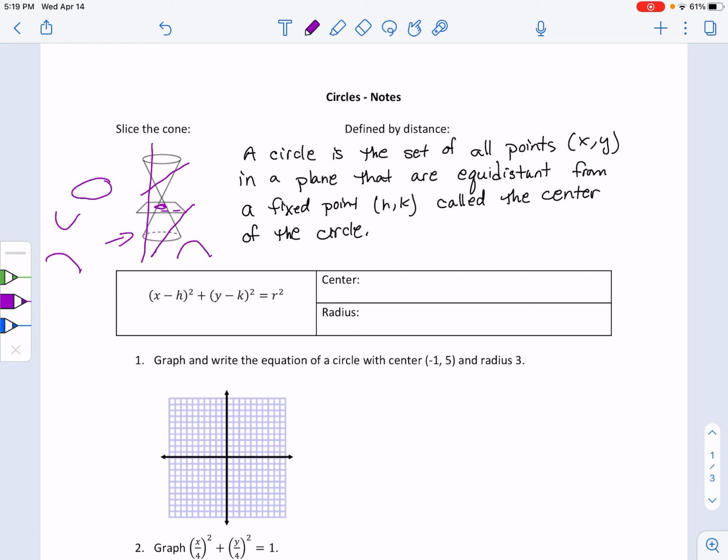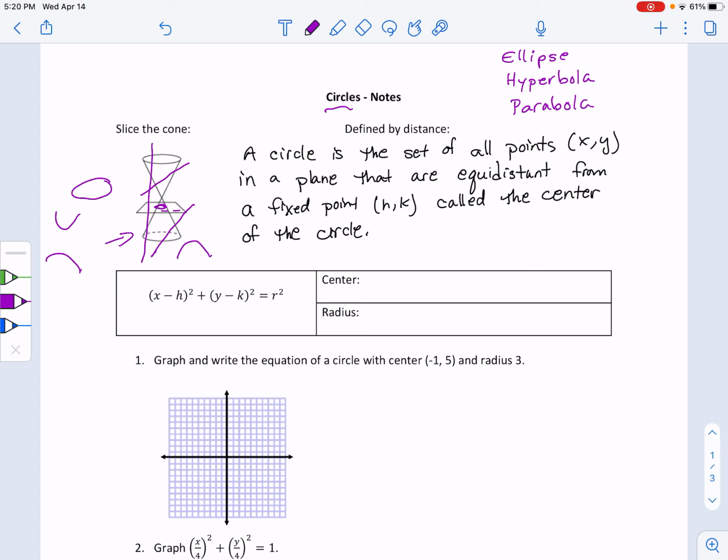So your conic sections are circles, ellipse, hyperbola, and parabola. Today's lesson is circles and ellipses. I'm going to do them in separate videos so you can watch circles, do your circle homework, watch ellipses, do your ellipse homework. All right.